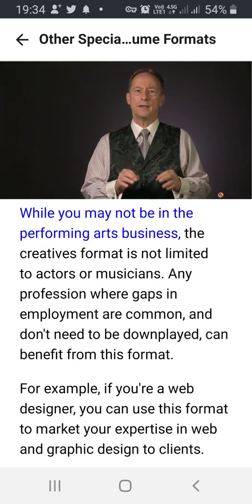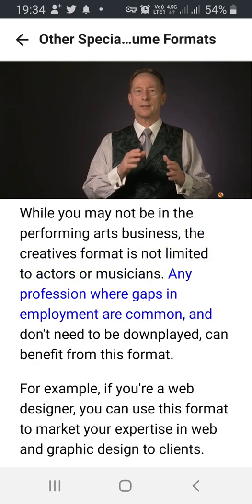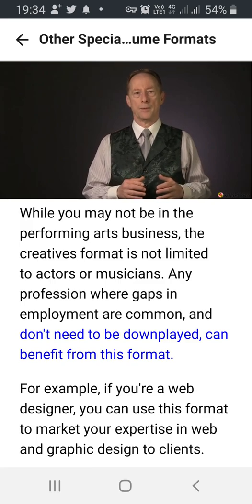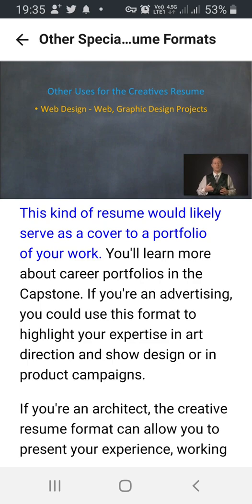Now, while you may not be in the performing arts business, the creatives format is not limited to actors or musicians. Any profession where gaps in employment are common and don't need to be downplayed can benefit from this format. For example, if you're a web designer, you can use this format to market your expertise in web and graphic design to clients. Training would likely focus on specific courses, for example, in Illustrator, Photoshop. Special skills might be proficiency with HTML, CSS, or JavaScript. This kind of resume would likely serve as a cover to a portfolio of your work.